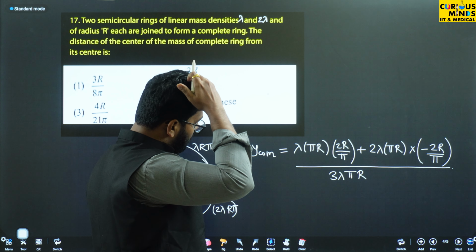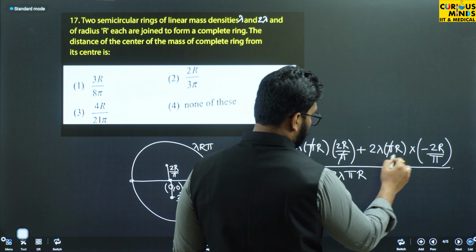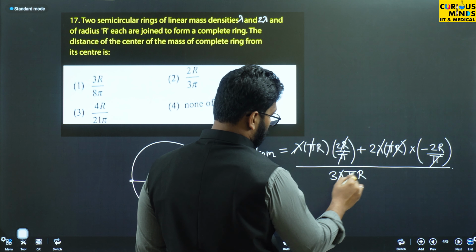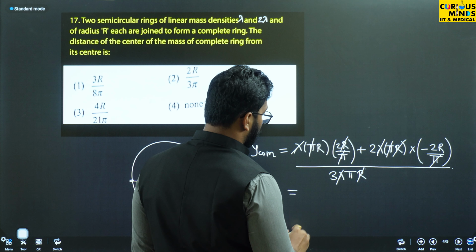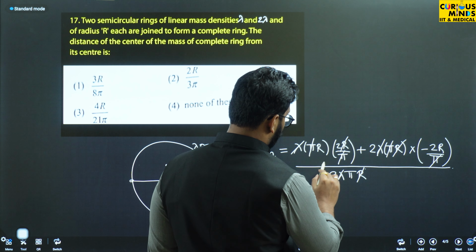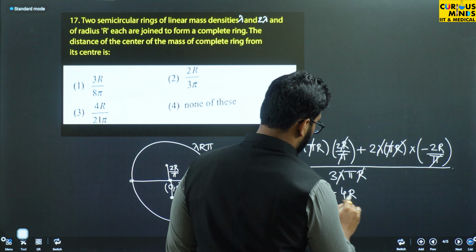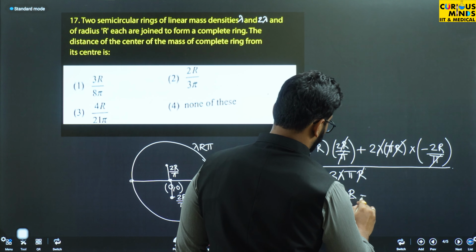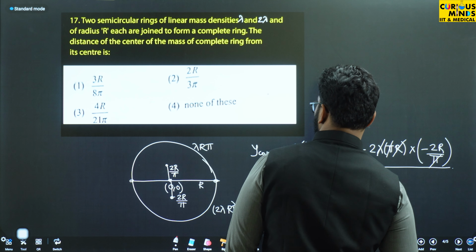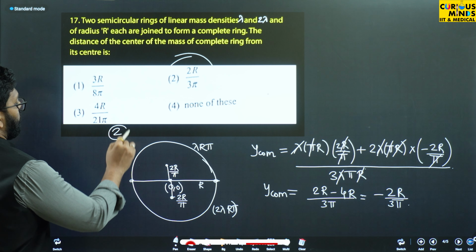So we can see from here that we have lambda times r as common. This pi and pi will get cancelled. Lambda times r is common, so we can cancel that out also. So here we get YCOM to be 2r minus 4r upon 3 pi. So this is minus 2r by 3 pi. So the magnitude basically is 2r by 3 pi. So the correct option is this one, that is the second option.